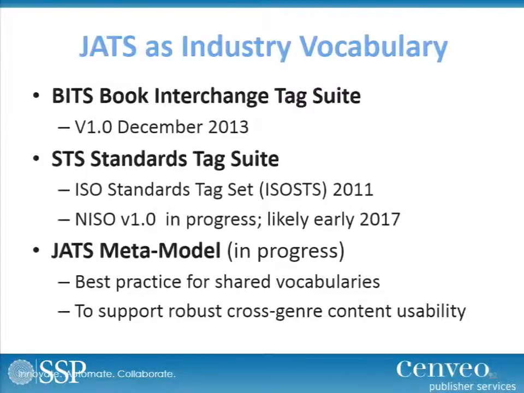But these JATS components being used in multiple content genre projects has inspired a new strategic discussion, not necessarily a standard, but a discussion called the JATS meta model, which is about defining best practices for shared vocabularies so as to support robust cross-genre content usability. So JATS is an important component of our scholarly publishing world, supporting content and metadata. An interesting history example is publishers moved from proprietary DTDs to a community standard that is very connective and collaborative.